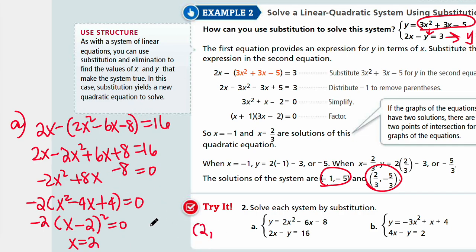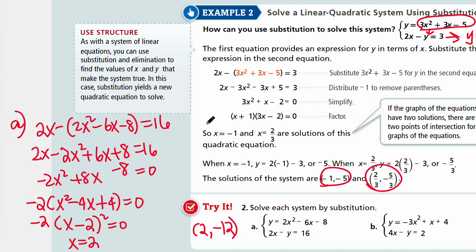You need to substitute it in. Use the second equation because it's easier to calculate your linear function rather than your quadratic. So 2 times 2 minus y is equal to 16. So your y is negative 12. And so that's your only solution, only real solution in this case.